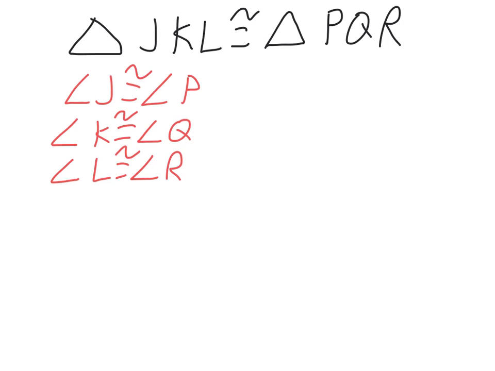We can do the same thing with the sides as well. It's just a little bit different. Only a little bit. JK are right next to each other, and PQ are right next to each other. That means side JK is congruent to side PQ. So JK is congruent to PQ.